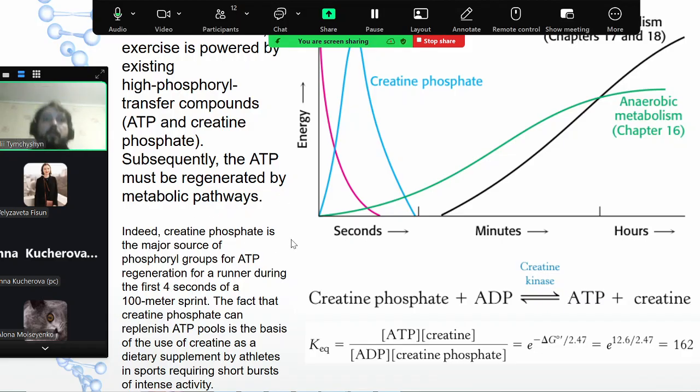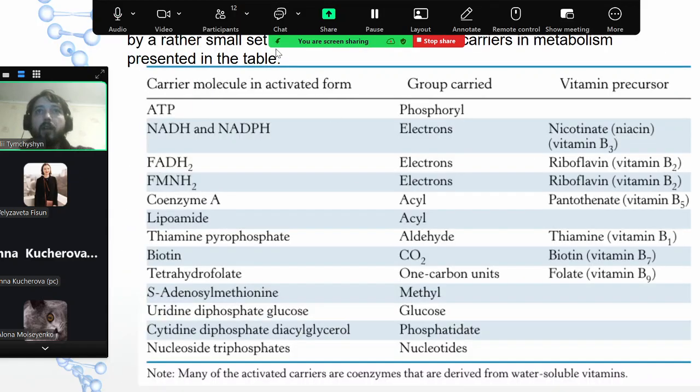And indeed, creatine phosphate is the major source of phosphoryl groups for ADP regeneration for a runner during the first 4 seconds of a 100 meters sprint. And that basically all comes down to these sort of equations. Good. What else?